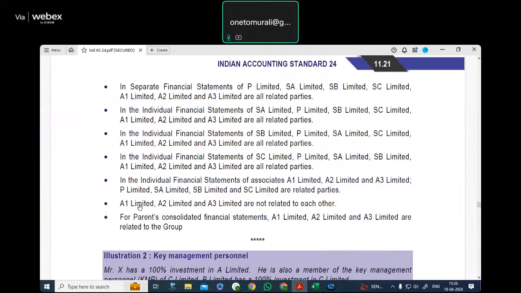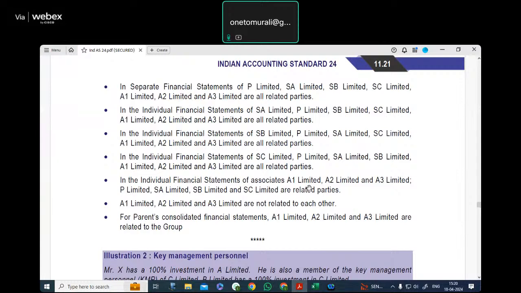Correct? A1, A2, A3 are not related to each other. So co-associates are not related parties. It should be a relationship between investor and associate. But between two associates, there is no significant influence. You do not bring them as part of the common control. Only for control do you have common control.